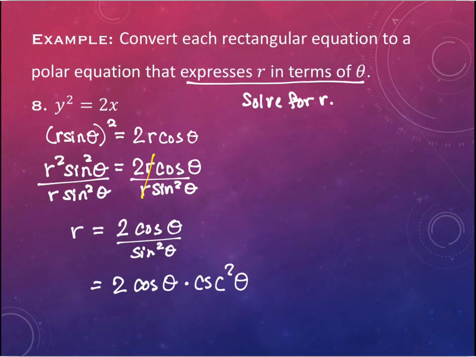So it would look like that. Okay, so this is a perfectly reasonable way to leave this: 2 cosine of theta cosecant squared of theta. I do want to show you one other way of this that does clean it up a little bit. I'm okay with it like this.